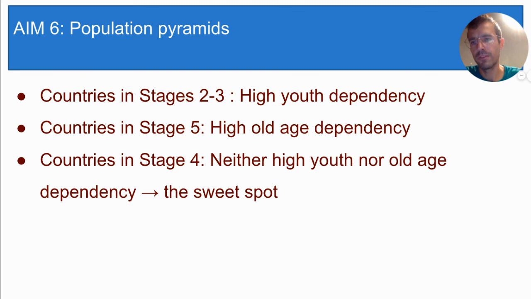Stage 4 is the sweet spot where both child and old age dependency is low. This is the stage where total fertility rates are about 2.1, that magic number of replacement level. A good example is the US.